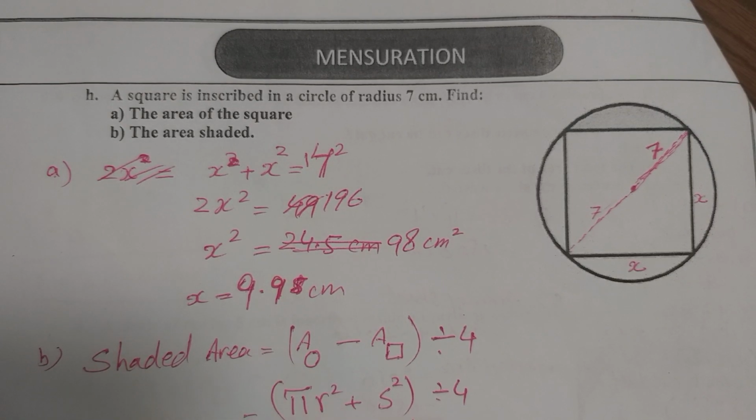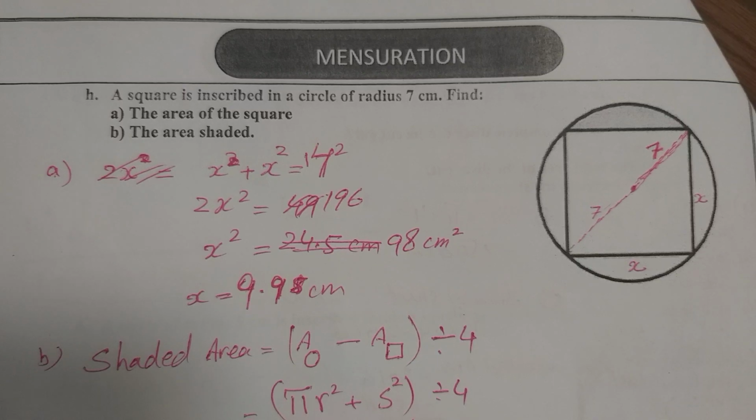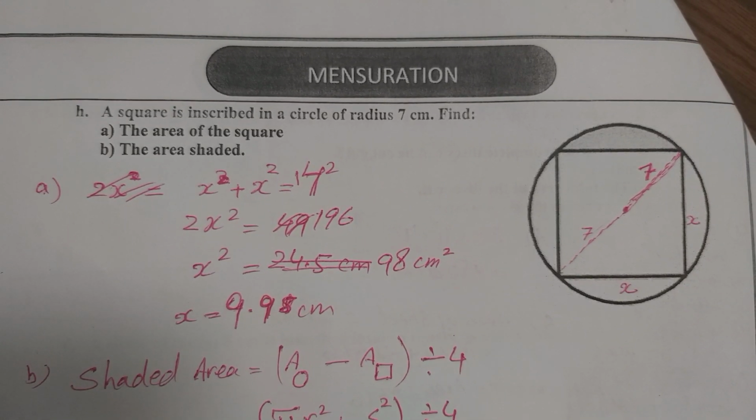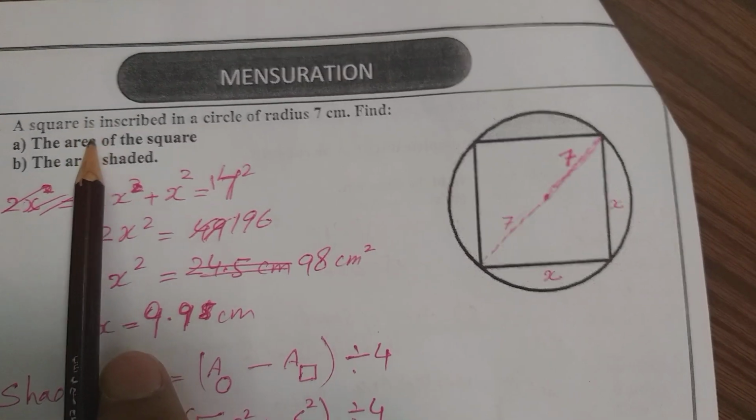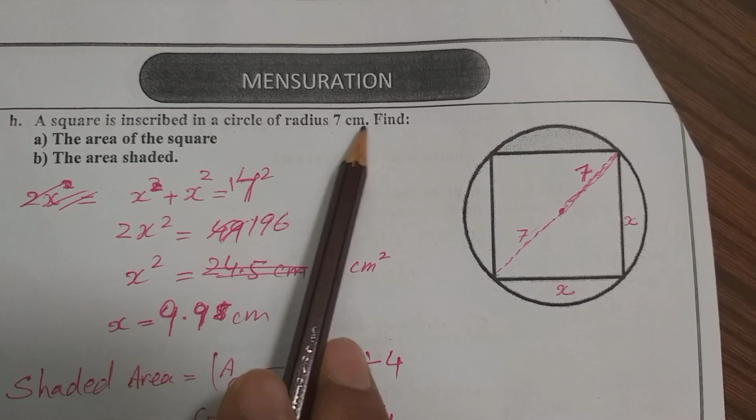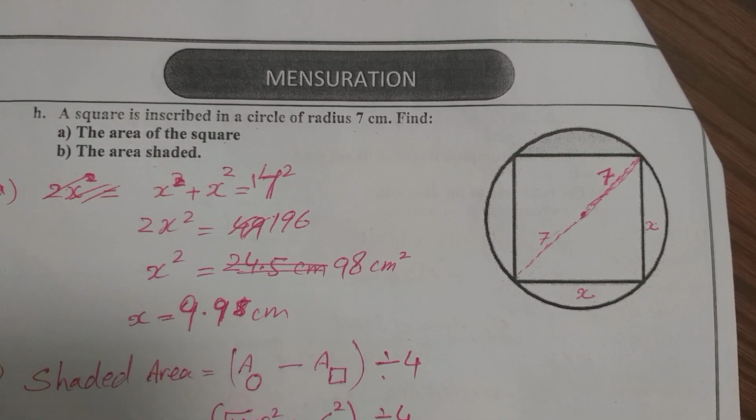We have some more questions on the sheet which is given, mensuration. Question number 2, again we are talking about some word problems. In this question, we are given a square inscribed in a circle of radius 7 centimeter. Find the area of the shaded part.